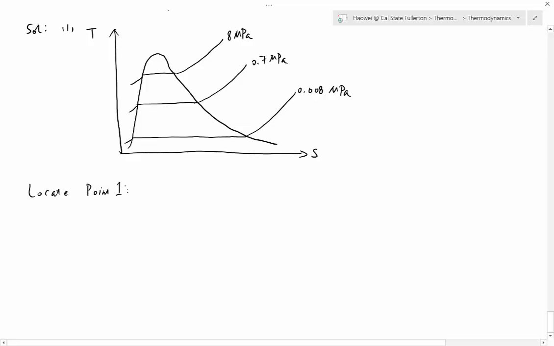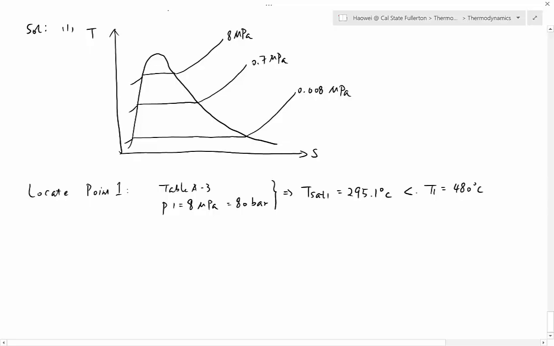How do we do that? We've done that several times now. We go to table A3. We start from P1, which is 8 megapascal, and that is equal to 80 bar. And from here, we can find the corresponding saturated temperature. We call it Tsat1, and the value is 295.1 Celsius. And we know our actual temperature at T1 is 480 Celsius, which is even higher than Tsat1.